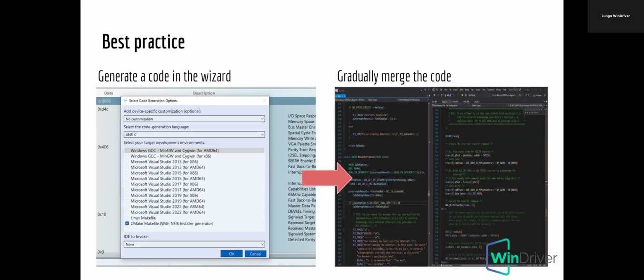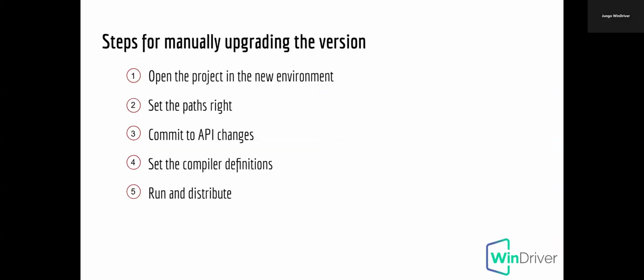So this is, let's say, the best practice, the automated routine or flow. What happened, or how can you manually upgrade your WinDriver version?